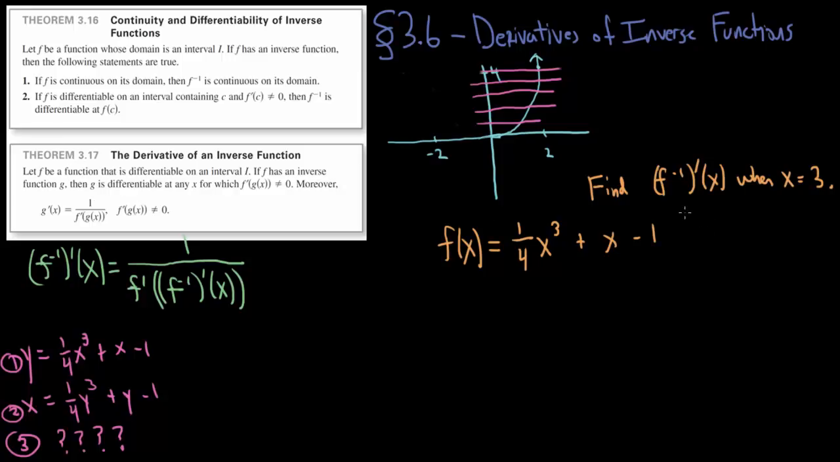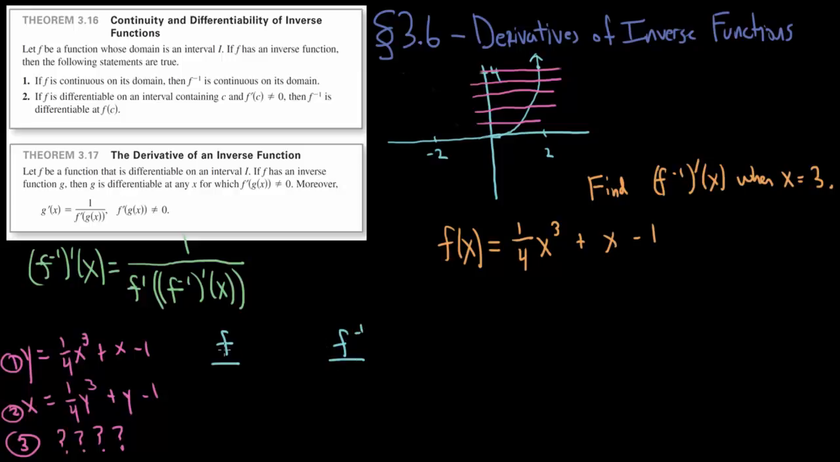So let's get into the process here. Let's apply Theorem 3.17. Now, to apply Theorem 3.17, we have to be very clear about one thing, and that one thing is what to do with x equals 3. Where does x equals 3 live? I'm going to draw a little chart for both things here. I'm going to draw a chart for f, and I'm going to draw a chart for f inverse.